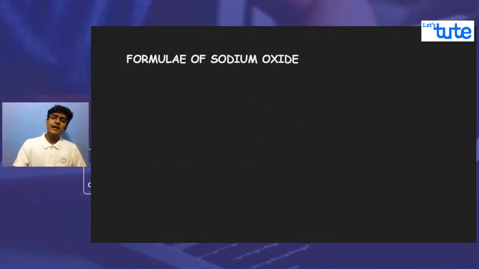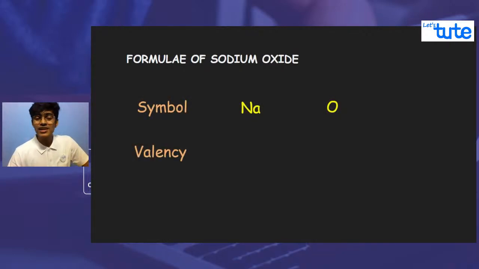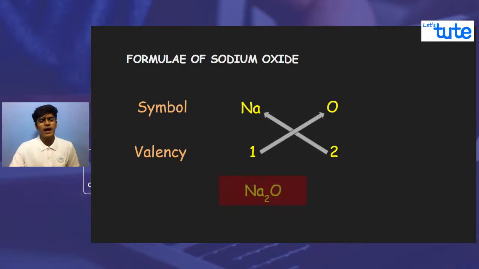Now, for example, if you want to find out sodium oxide, the symbol of sodium is Na and the symbol of oxygen is O. The valency of sodium is 1 and the valency of oxygen is 2. Now simply cross them together and you get the formula. It's nothing but Na2O, that is sodium oxide.